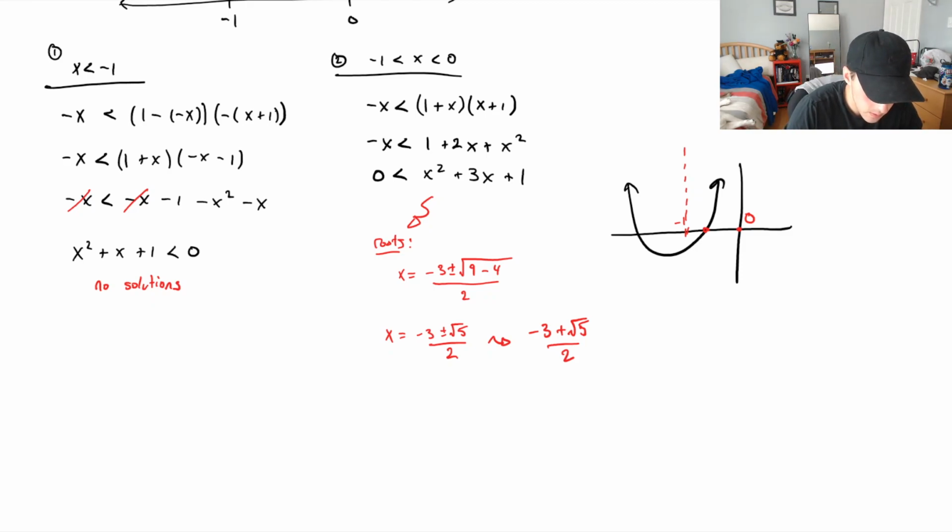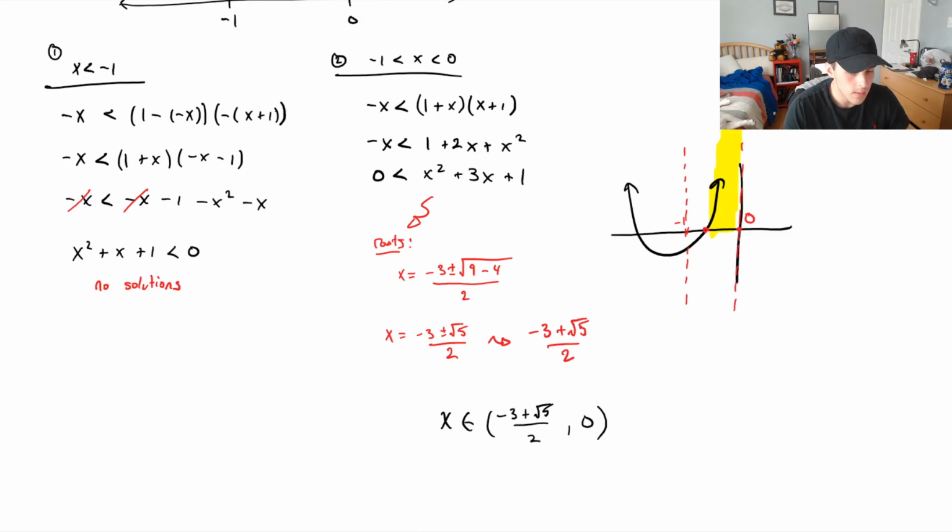So the solution just for region number 2 now would be when x is between the root that we found, negative 3 plus square root of 5 over 2, and 0. Great. Now let's move on to the third region.